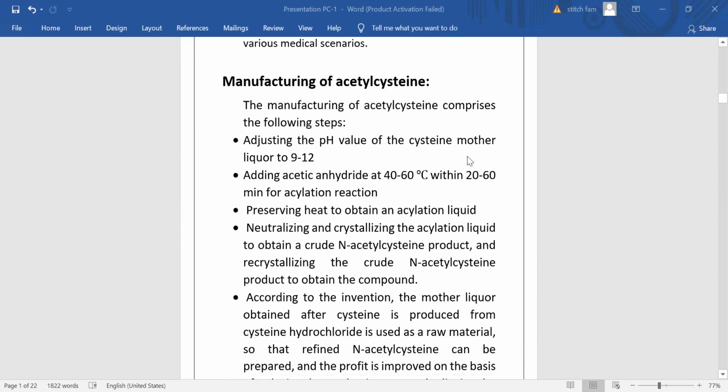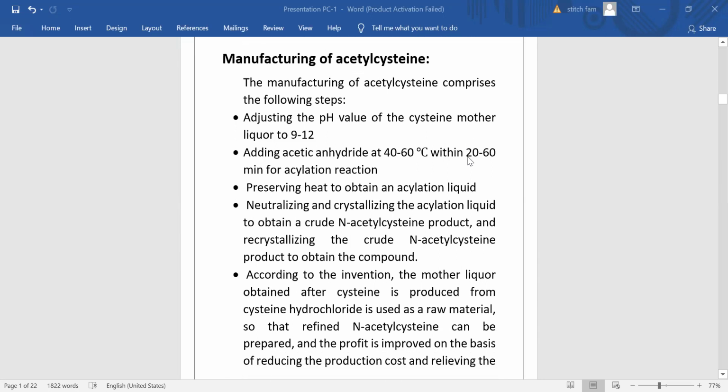Now I am going to explain the manufacturing of acetylcysteine. How acetylcysteine is prepared. The manufacturing of acetylcysteine comprises the following steps. Number one, adjusting the pH value of the cysteine aqueous liquid to 9 to 12. Number two, adding acetic anhydride at 40 to 60 degrees Celsius within 20 to 60 minutes for the acylation reaction. Number three, preserving heat to obtain an acylation liquid.